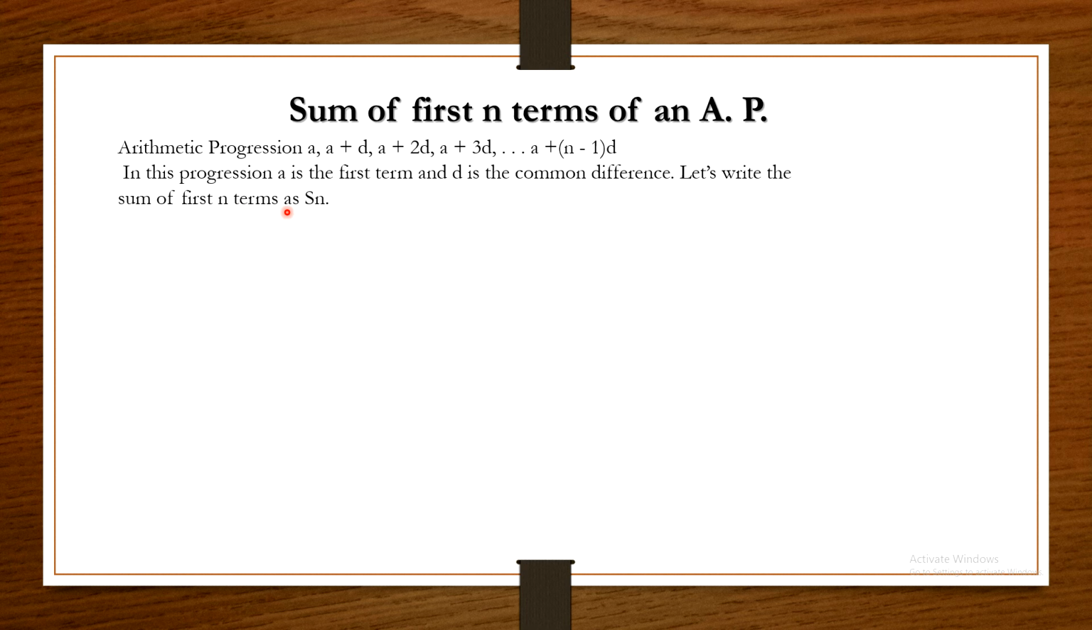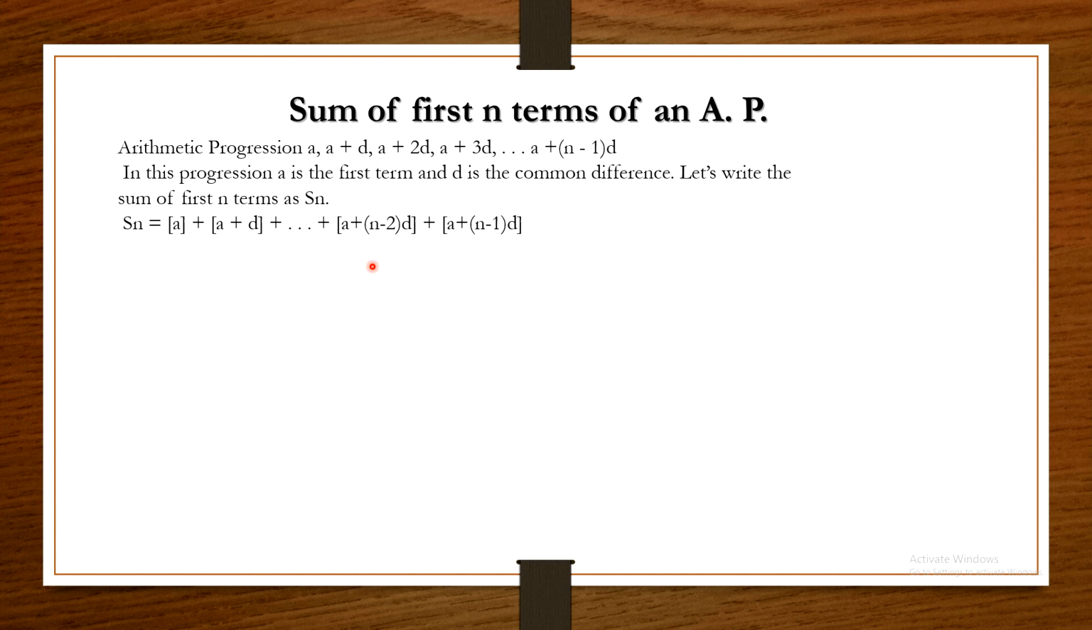Now we have to find the sum, so it is called Sn. Sn means we just have to add all these terms. We will get Sn equal to a plus (a plus d) and so on, the (n minus 1)th term a plus (n minus 2)d, and the nth term is a plus (n minus 1)d.